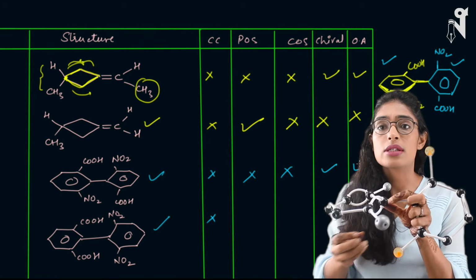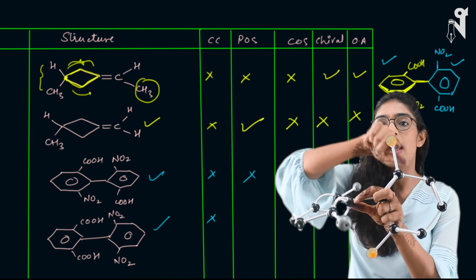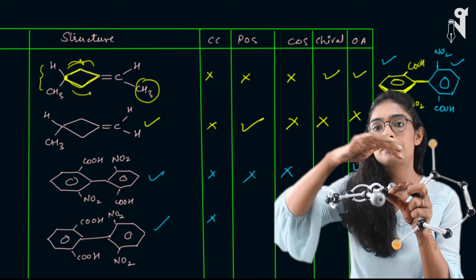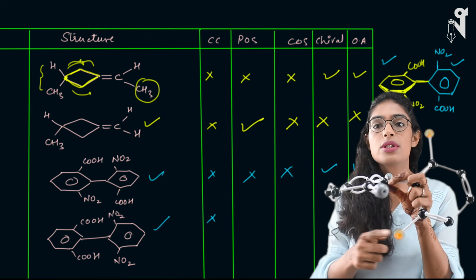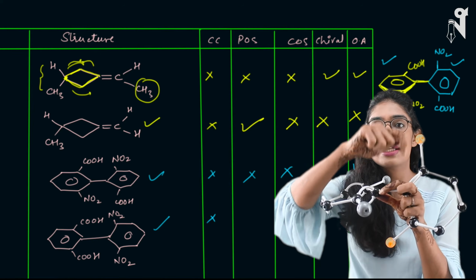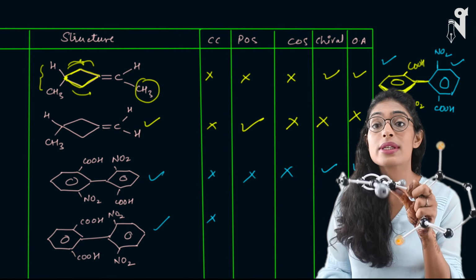But what about COS? COS is still not there. You don't have the COH in equal and opposite direction when the line passes through the center. Same is the case for this. NO2s are here, COH are here. When you connect the line between this COH and this COH, is this line passing through the center? No. So no COS in this molecule, but POS is there.